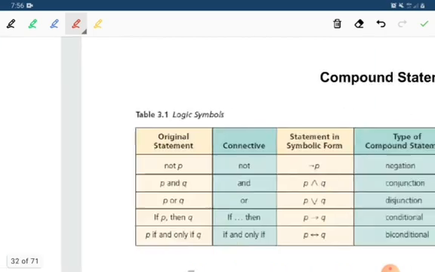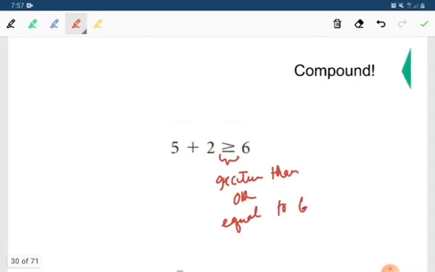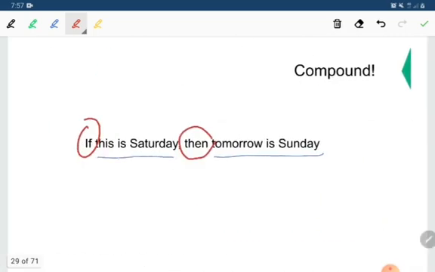Okay, next one, translation. Now we're going to give our compound statements symbols, or we will turn them into symbolic statements so that we can construct a truth table about them. So for example, these are your original statements. Not P and Q, P or Q. If P, then Q. P if and only if Q. So what am I saying? For example, this one. Instead of saying this is Saturday, we will use a variable P. And instead of saying tomorrow is Sunday, we will use a variable Q.